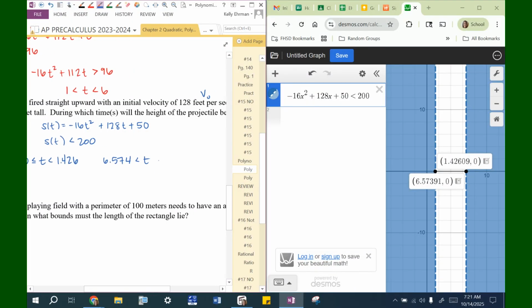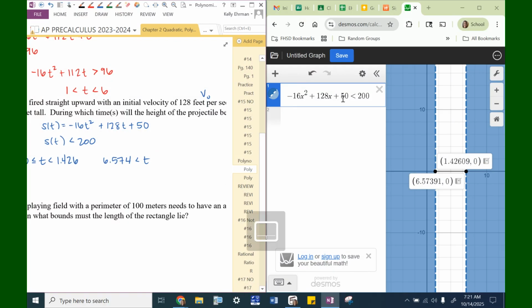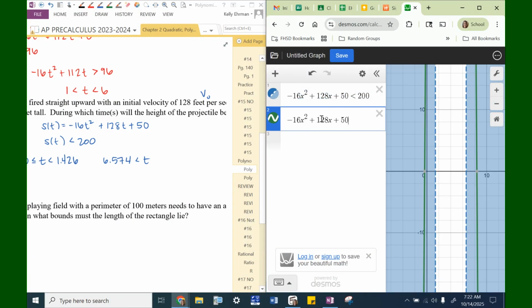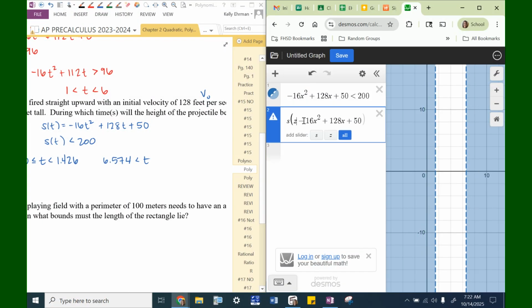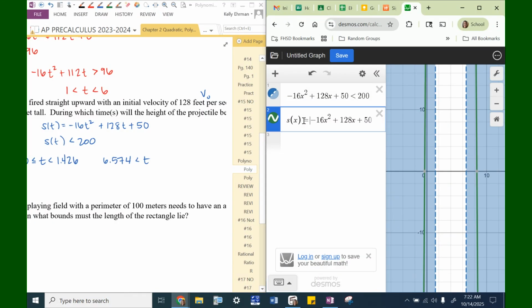But can this go on forever? I assume when the projectile hits the ground, we're stopping our clock. So how do I figure out when the projectile hits the ground? That's not too bad. Remember, this is the S of t equation. So I'm just going to call that S of x. All you're really doing there is, so here's the S of x equation. So here is where the projectile hits the ground.